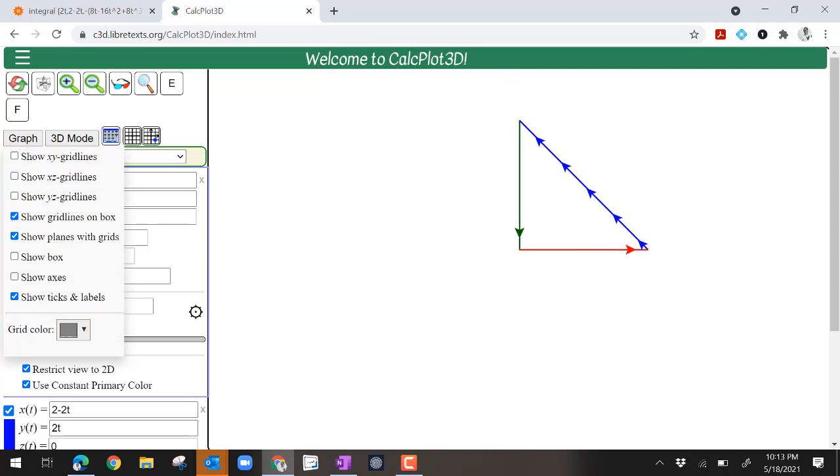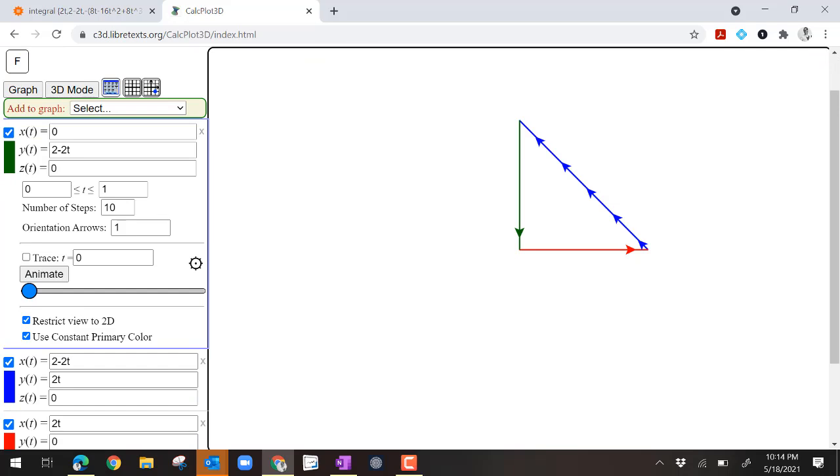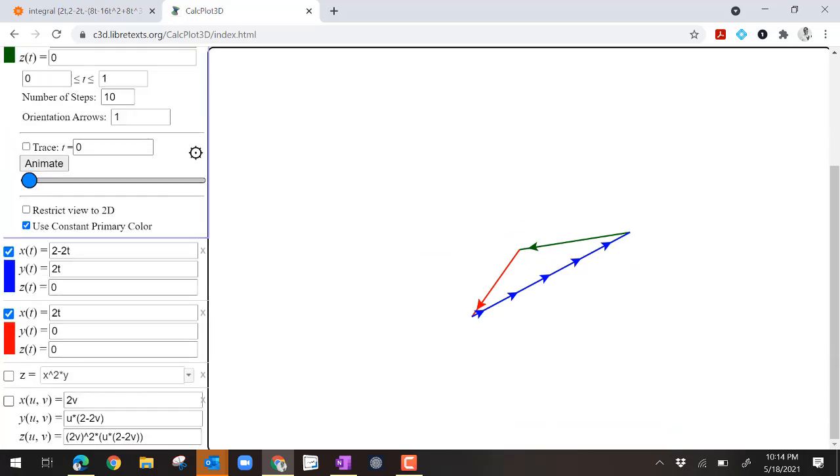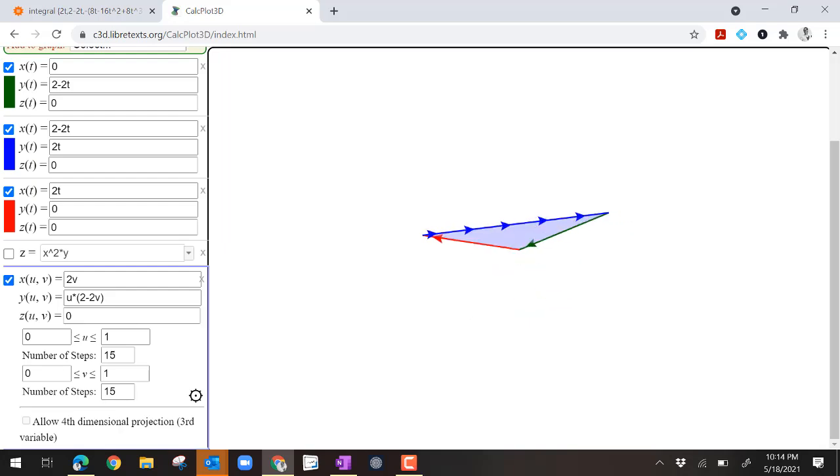So this is a triangle. The arrows show the orientation of your curves. At the moment, we are restricted to 2 dimensions, and so if we take a look at not restricting this to 2 dimensions anymore, this is what we're seeing, and if we put this back to 0, this is covering the triangle that we're looking at.